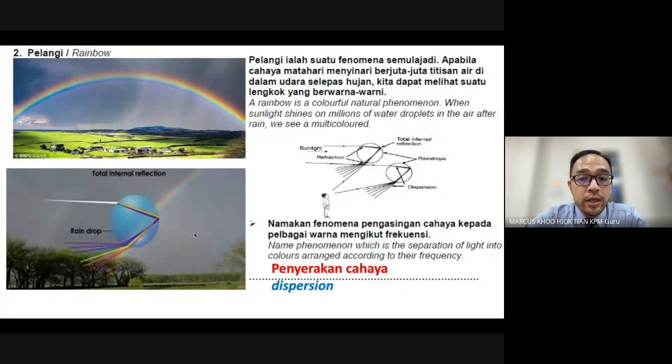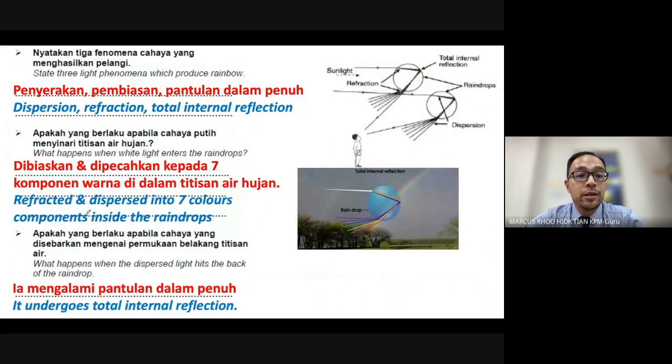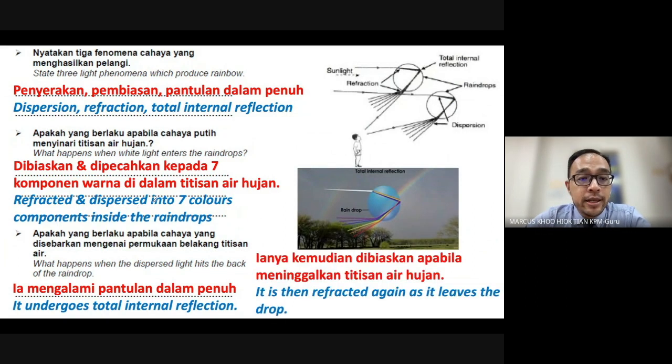So the next part: what happens when a dispersed light hits the back of the raindrop? It will totally internally reflect. And after it totally internally reflects, it will be refracted again as it leaves the raindrop. And this is what we see. The refraction of the 7 lights is actually what makes the rainbow. So in order to explain the rainbow, you need to think about 3 phenomena. When it enters the raindrop, it disperses and refracts. Then it totally internally reflects the first time, and the second time it refracts.